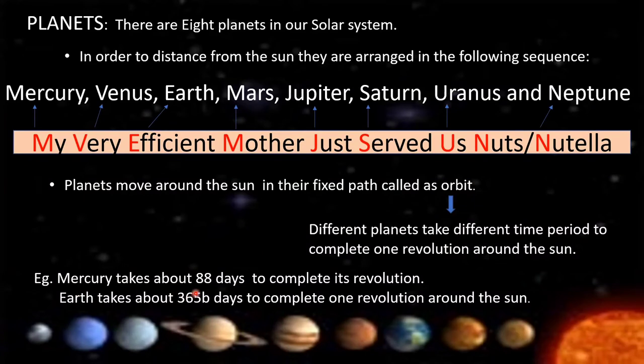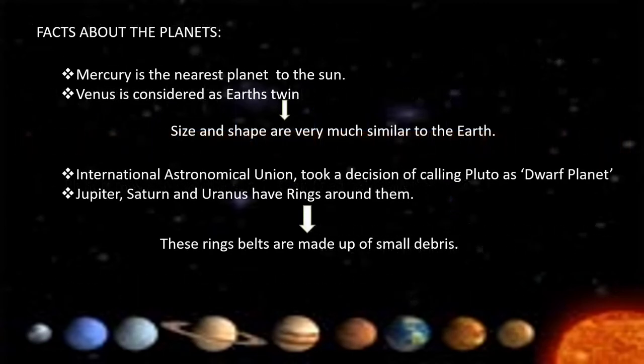Okay, so here is an example. Mercury takes about 88 days to complete its one revolution, whereas Earth takes about 365 days to complete one revolution around the sun. And this is how the time period varies if we compare two planets which revolve around the sun. So one revolution of Mercury takes place in 88 days, and Earth takes 365 days to complete one revolution. So it depends on the distance from the sun.